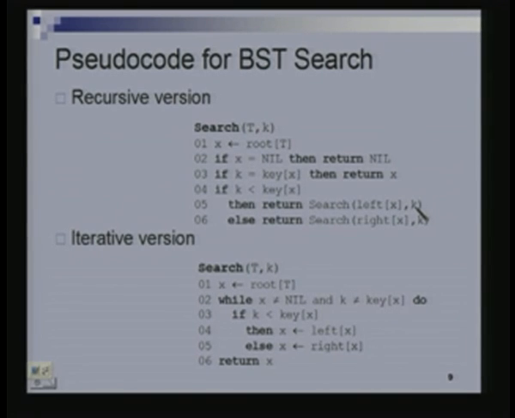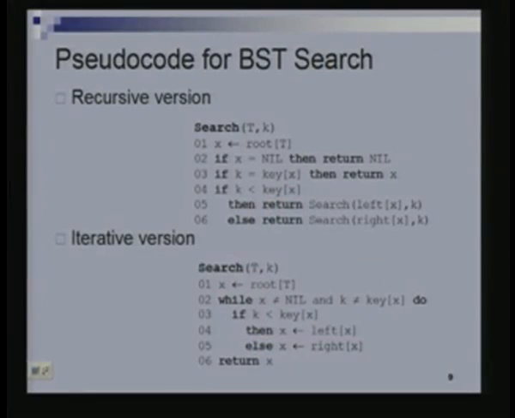Is there a little problem in both the versions? Sir, in the recursive version, when we are using left, we are putting the tree in the search. In the iterative procedure, we are putting only the root node. When we are changing it, x is equal to left of x in the iterative procedure. That assigns the key of the left node to x, right?